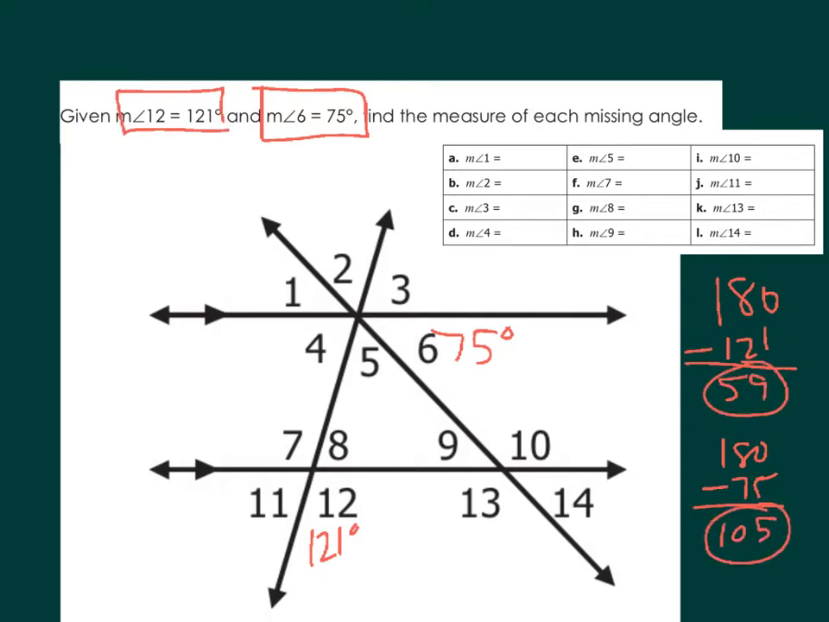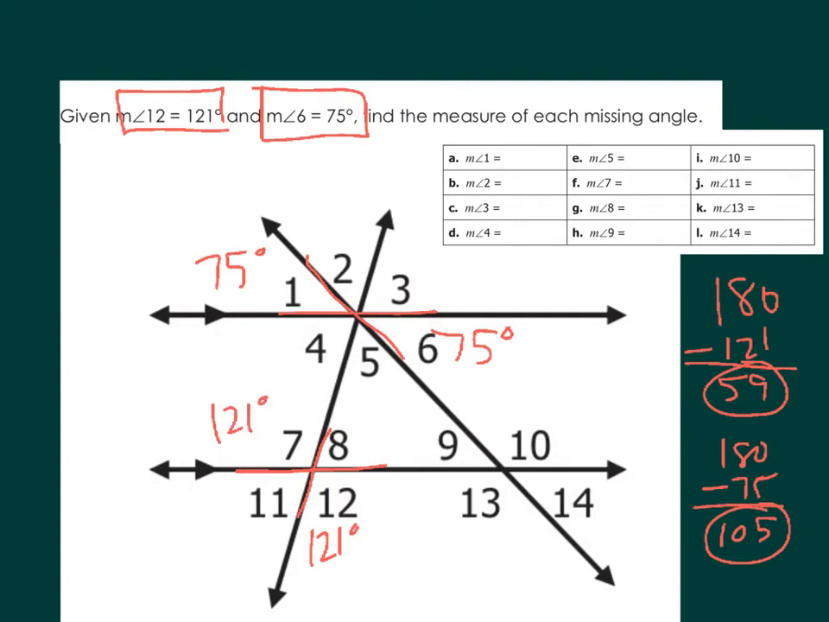So I get 59 and 105 respectively. So we're going to need these. Now I come over here and I see I have an X here, right? And that means that angles 1 and 6 are vertical, so angle 1 must be 75 degrees as well. Down here, another X, which means 7 and 12 are vertical, so 7 is 121 degrees.